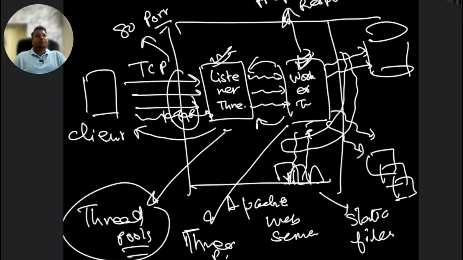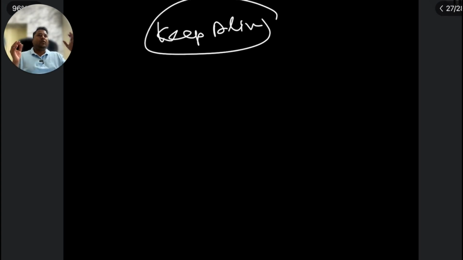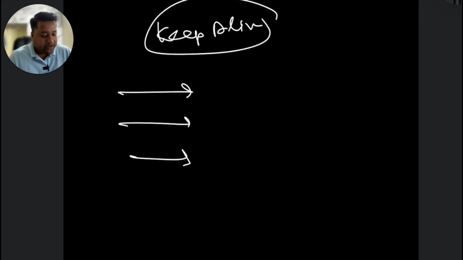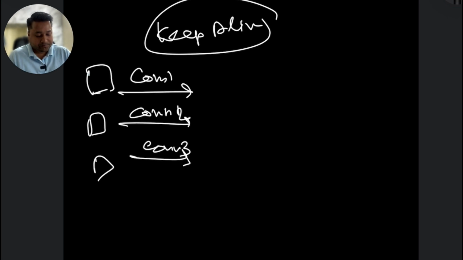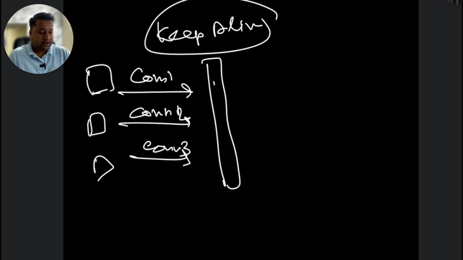Now there is the concept of keep alive, right? So now, understand the problem with Apache Web Server. The problem with Apache Web Server is, for each connection, let's say there are three connections, connection 1, connection 2 and connection 3, and there are 3 clients. For each client it will dedicate one thread, right? It will dedicate one thread.